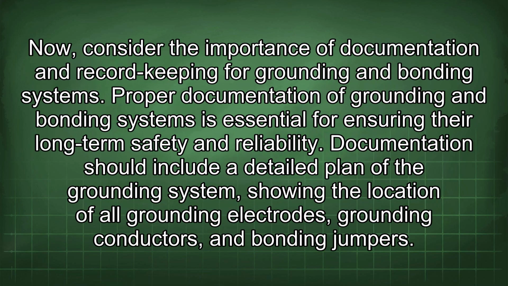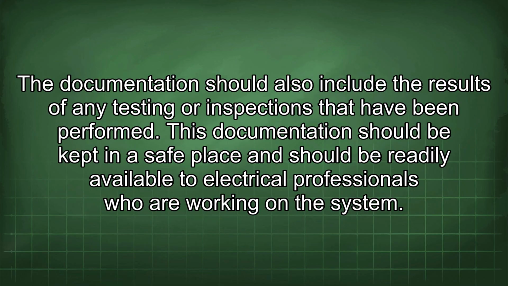Now, consider the importance of documentation and record keeping for grounding and bonding systems. Proper documentation of grounding and bonding systems is essential for ensuring their long-term safety and reliability. Documentation should include a detailed plan of the grounding system, showing the location of all grounding electrodes, grounding conductors, and bonding jumpers. The documentation should also include the results of any testing or inspections that have been performed.